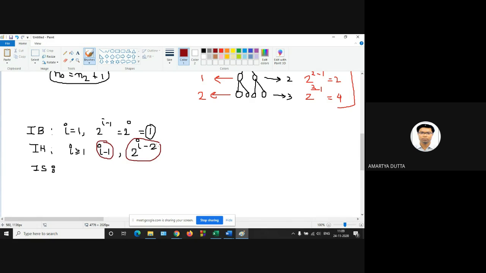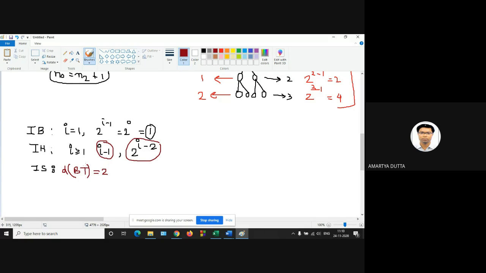Now, each node in a binary tree has a maximum degree of what? What is the maximum degree of a binary tree? Two. Yes. So each node in a binary tree has a maximum degree of 2.